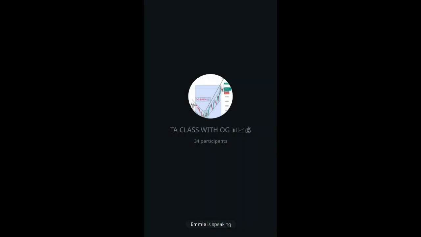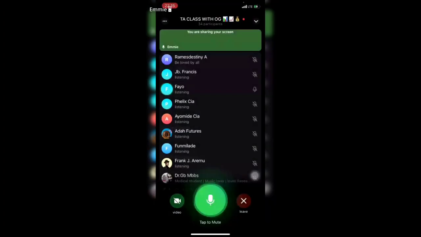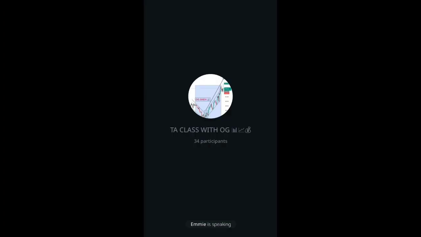Do you get? So if you see a bullish engulfing on the resistance, it will break it. So don't take profit yet, wait for it to break it.